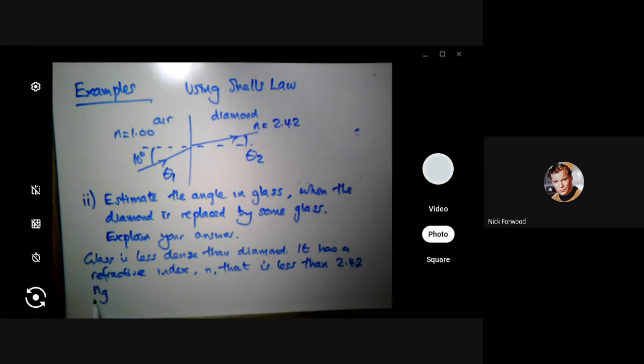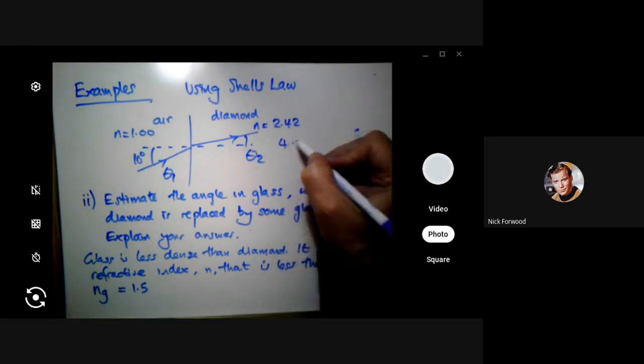And n, the refractive index for glass, is 1.5. Now you know what's going to happen here, because we did this in lesson 1: if the refractive index is a lower number, then it doesn't bend as much. So diamond really does bend the light. Start again: diamond bends the beam of light by a lot. In diamond we worked out the angle to be 4.1 degrees.